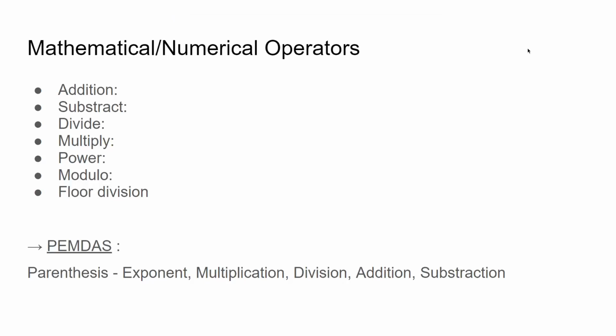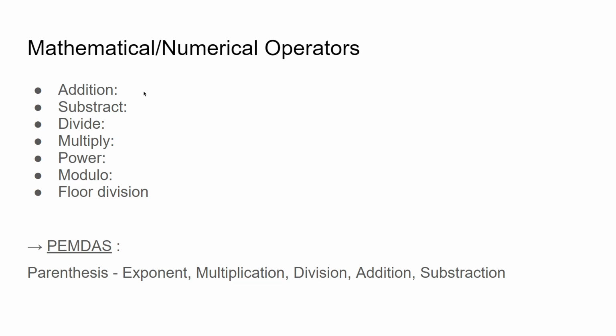Let's move a little bit on the mathematical numerical operations you can do in Python. You can do addition, subtraction, divide, multiply, power, modulo, floor division. And also we have PEMDAS, which is the precedence order of each operation here. First of all, you do the operations inside the parentheses, then the exponent, then multiplication, division, addition, and subtraction in the end.